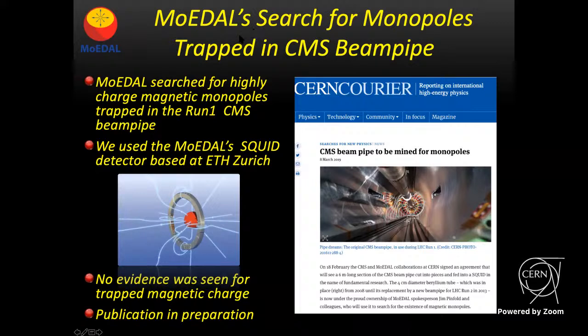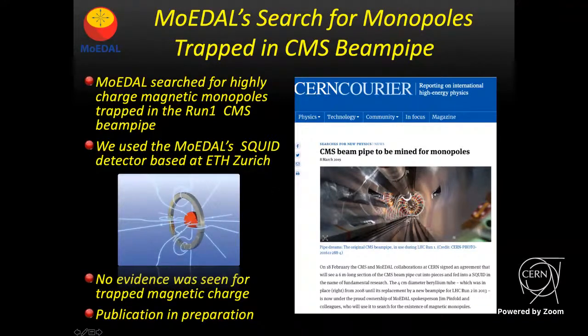So now we move to a MoEDAL search for monopoles trapped in the CMS beam pipe. Nicely, CMS donated their beam pipe to us so that we could look for monopoles trapped in the beryllium cylinder surrounding the CMS intersection point.